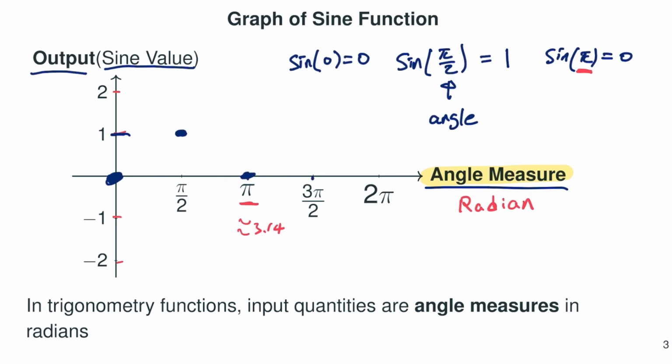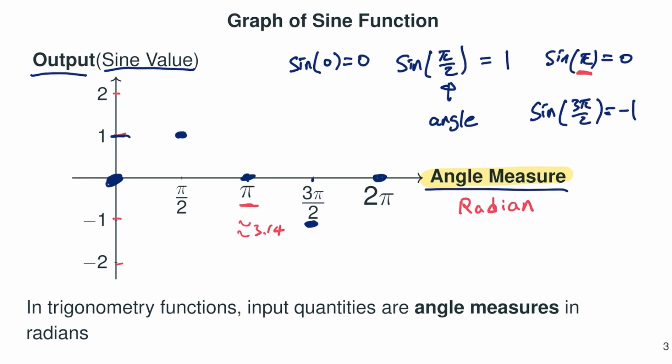And similarly, let's also do sine of 3 pi over 2. Sine of 3 pi over 2 from the unit circle will give us -1. So that means when the angle is 3 pi over 2, the corresponding sine value on the y-axis is -1. So we draw that here. Sine of 2 pi will give us 0. So we connect these. And of course, how we connect does matter, and I'll show that on the next page. But for now, just on this page, remember that the input quantity is the angle measured in radians. This is very important. Okay.